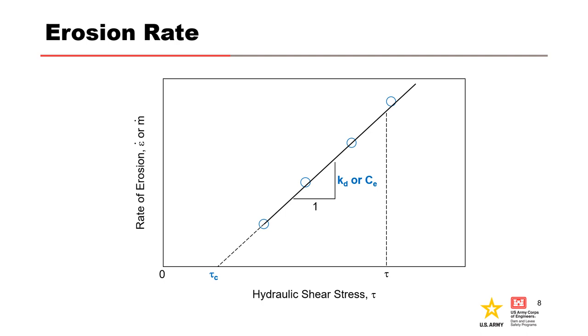Since the rate of erosion depends on the level of shear stress due to traction of the eroding fluid, the rate of erosion is usually normalized against shear stress. For some soils, the rate of erosion per unit area is approximately linearly proportional to the level of shear stress. As shown by the plot, the slope of the best fit straight line that approximates the linear relationship represents the normalized rate of erosion per unit area, which is K sub D or C sub E.